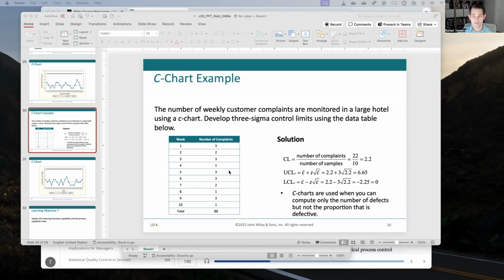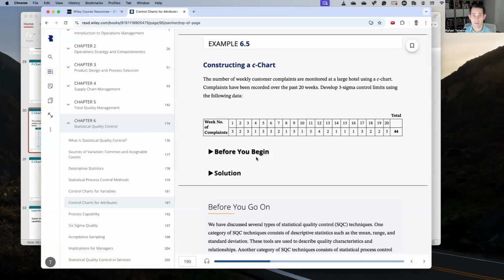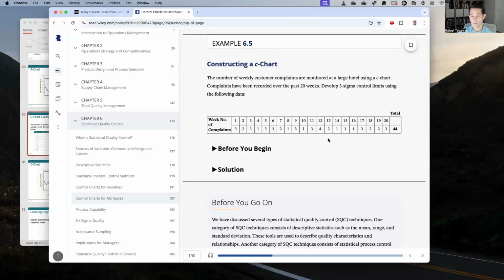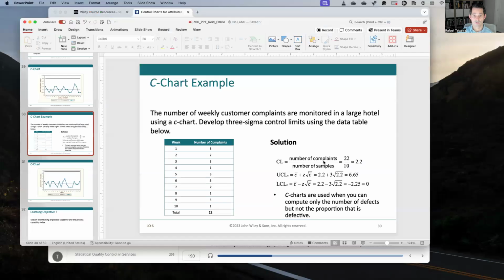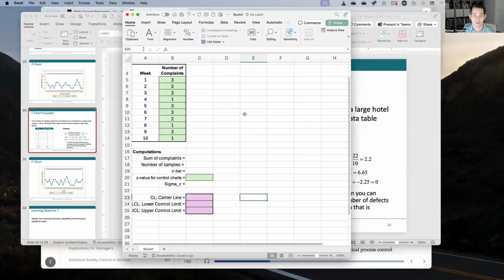This problem was supposed to be the same one we have in the textbook, but in the textbook they expanded to 20 weeks. I can do both, but I prefer to do the one on the slides because we have these formulas that help me to illustrate the computation in Excel. So let's take a look. Here's the Excel with the weeks and number of complaints.